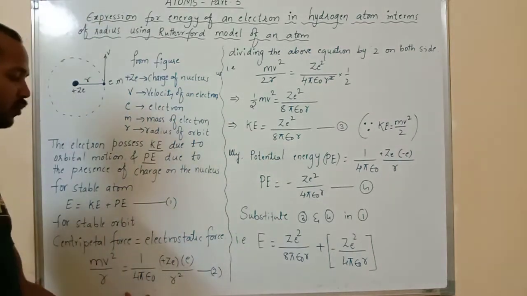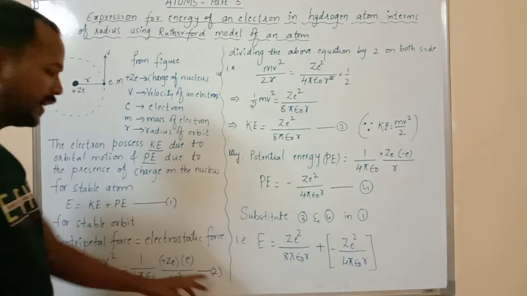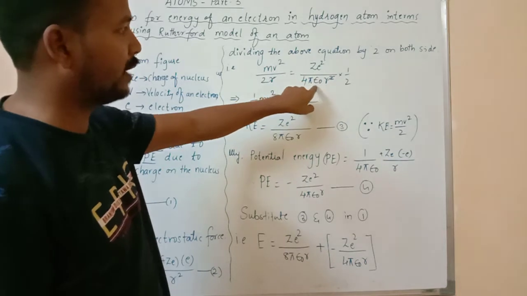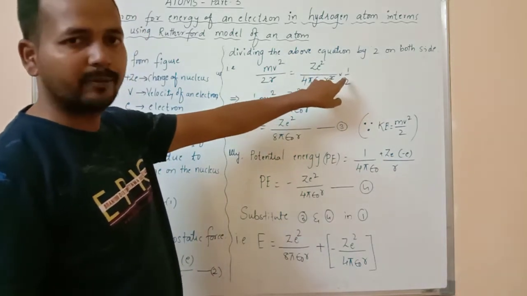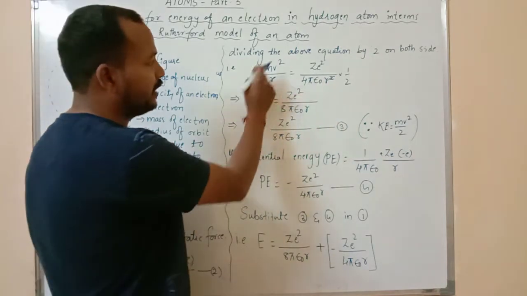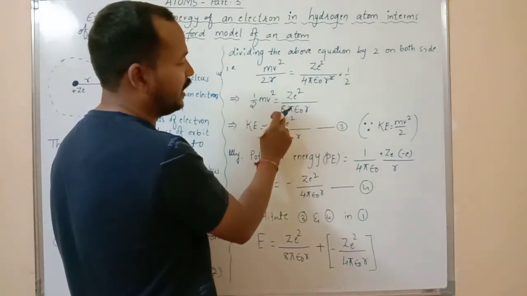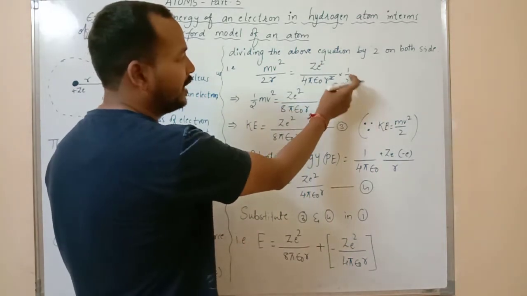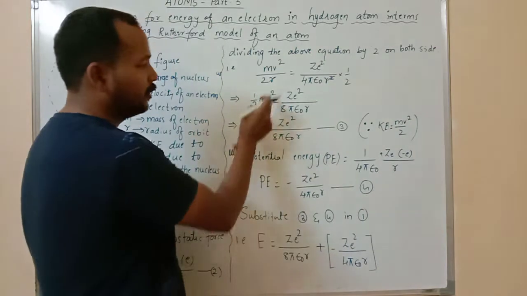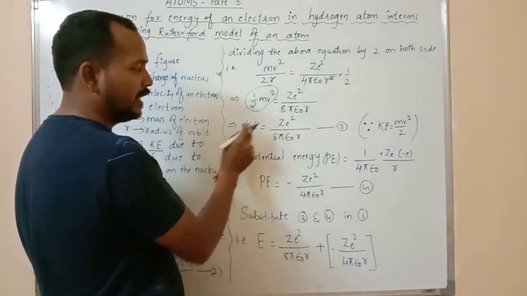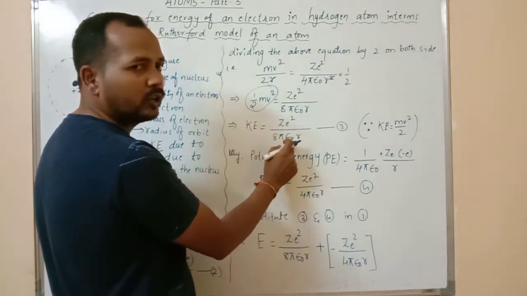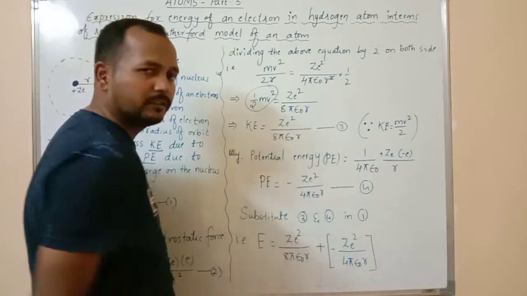Now for equation number 2, divide by 2 on both sides. That is mv square upon 2r equals Ze square upon 4 pi epsilon naught r square, divided by 2. Now here r and r can be cancelled. So the remaining equation is half mv square on the LHS, and on the RHS, Ze square upon 8 pi epsilon naught r, because we are multiplying the 2 with the 4. Kinetic energy is equal to half mv square. Therefore, in place of half mv square, I can write kinetic energy. So the kinetic energy equation becomes Ze square upon 8 pi epsilon naught r. I call this equation number 3.